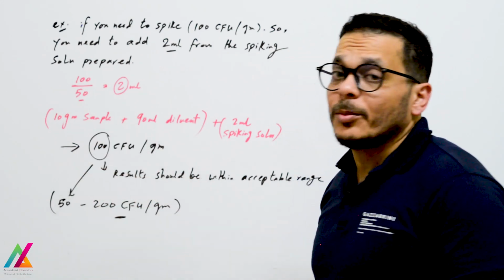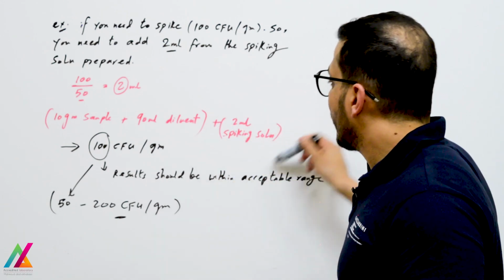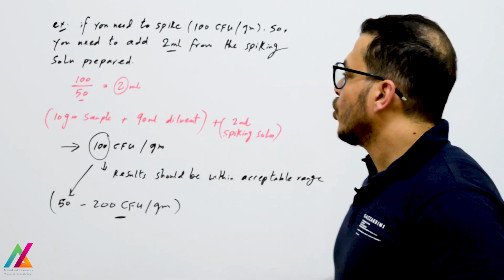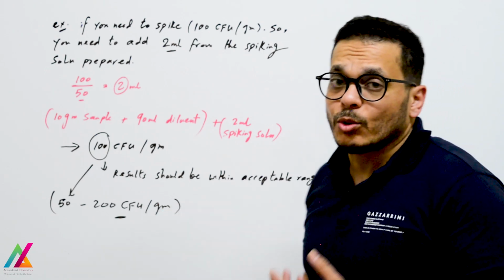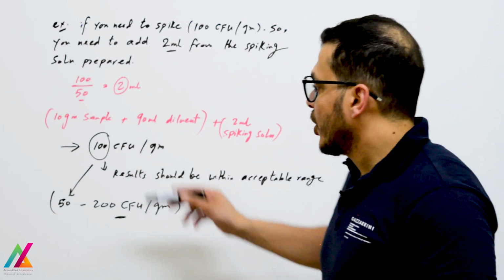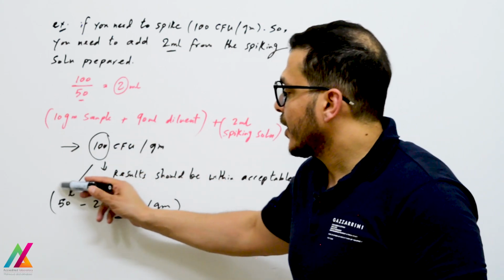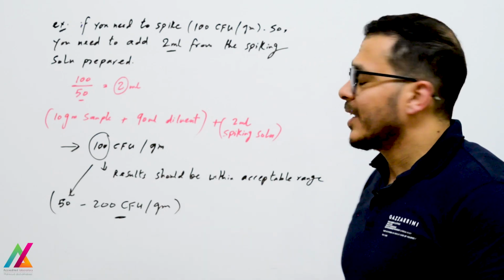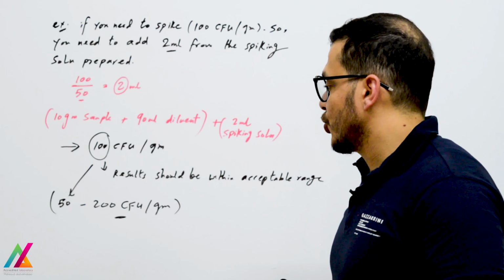So a 10 gram sample plus 90 ml diluent, then you will add 2 ml spiking solution to get 100 CFU per gram. And the results also should be within the acceptable range. Here, if you divide by 2 or multiply by 2, 50 up to 200 CFU per gram, that will be your acceptable range. That was the end of our lecture for today. Thank you and see you in the next lecture.